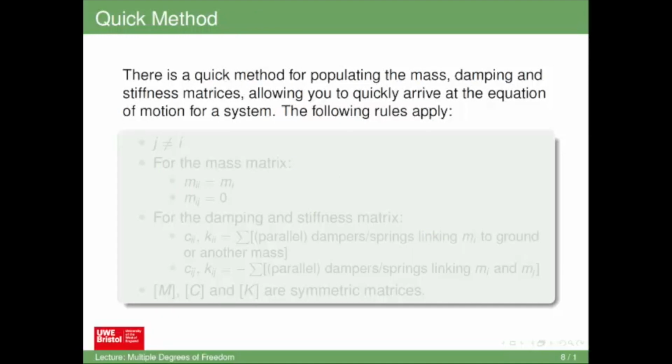Now, there is a quick method to get those matrices straight away from the picture. The mass, damping and stiffness matrices allow you to quickly arrive at the equation of motion of the system. So instead of going through Newton's second law, which is prone to error with all those subscripts and superscripts, this is an easy way to do it. These are all square matrices, so the number of rows and number of columns are going to be the same.